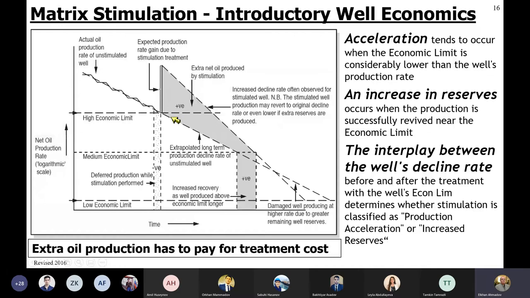But if, for example, our well has a low economic limit and limited reserves, accessed or drainage area, then due to the higher rates, we may reach the economic limit even earlier. Now we have a higher decline rate, and the rate at this time is lower than at this time. But still, we have produced additional oil, and even for the medium economic limit, we have this extra produced oil.